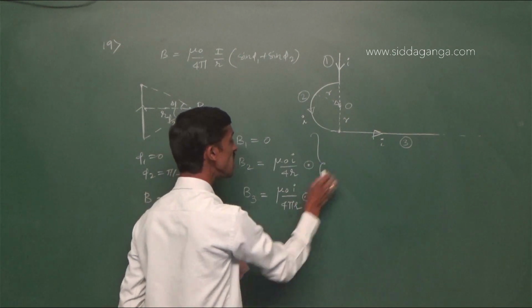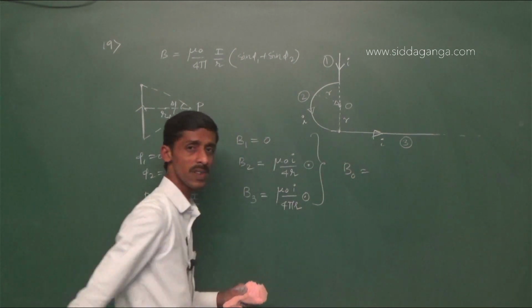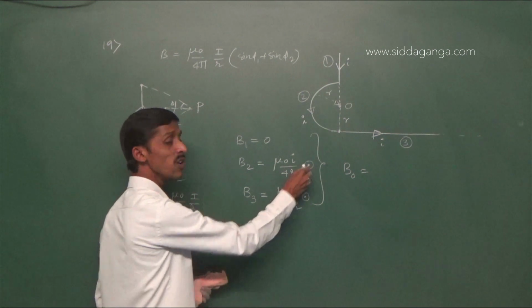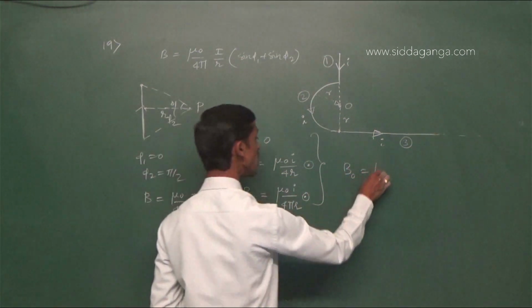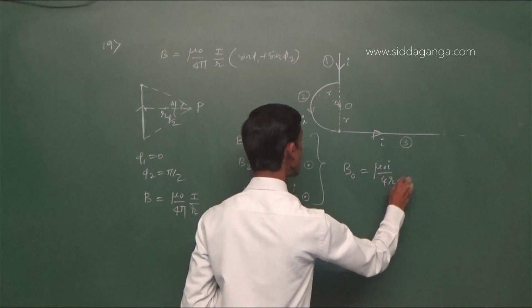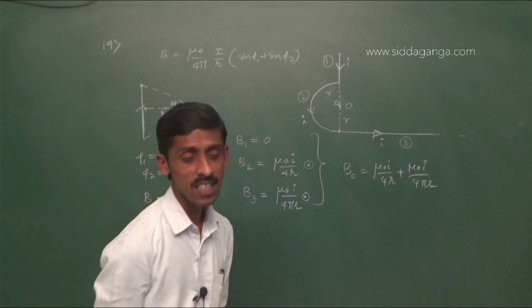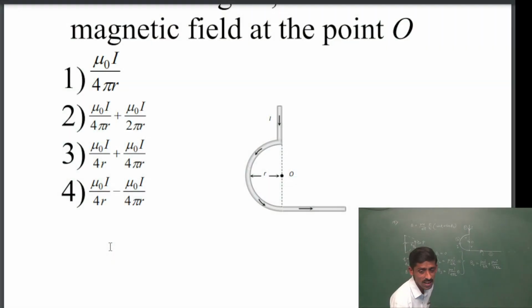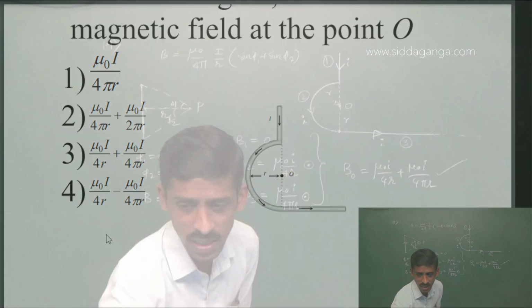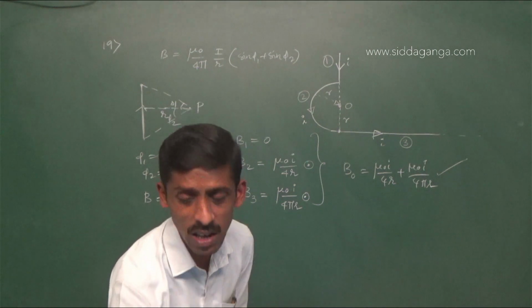So the sum of these three is equal to the magnetic field at O. As these two are in the same direction, you can add these two. So mu naught I by 4r plus mu naught I by 4 pi r. We shall see the options, how they are given. Yes, the options are given without any modification. Mu naught I by 4r plus mu naught I by 4 pi r. So third option. Third option, mu naught I by 4r plus mu naught I by 4 pi r.